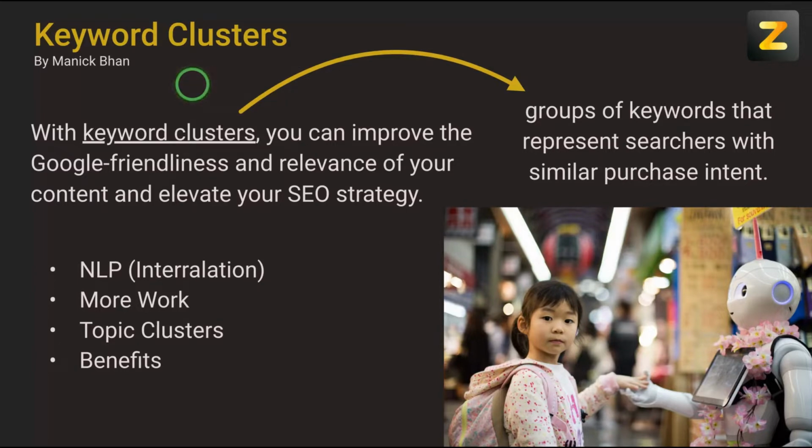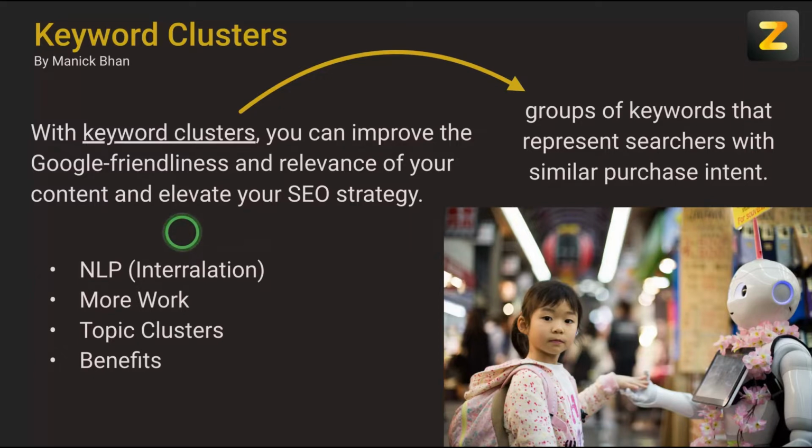So with keyword clusters, you can improve the Google friendliness and relevance of your content and elevate your SEO strategy. So the keyword clusters will help you to make Google understand your content. They will be a series of phrases, keywords that will make your content optimized for the new Google algorithm structure.